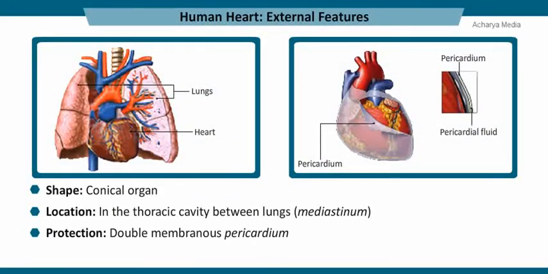Heart is a conical muscular organ involved in pumping of blood. It is present in the thoracic cavity between lungs and mediastinum. It is protected by a double membranous structure called pericardium. The space between 2 membranes of pericardium is filled with pericardial fluid, which protects the heart from external jerk.